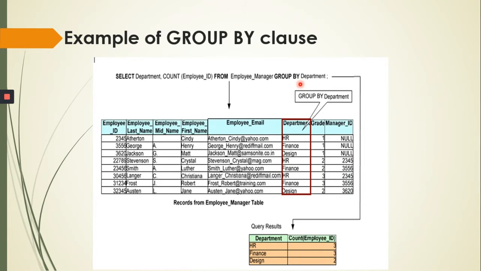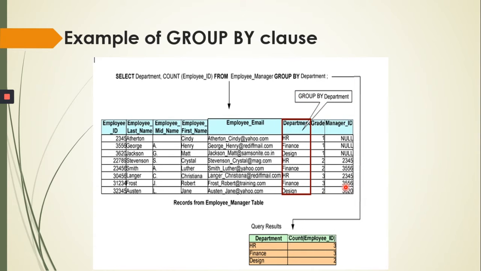Now we will see another example. We have the records of an employee manager table. In the employee manager table, I have employee ID, employee last name, employee middle name, employee first name, employee's email address, employee's department, employee's grade, and employee manager ID.